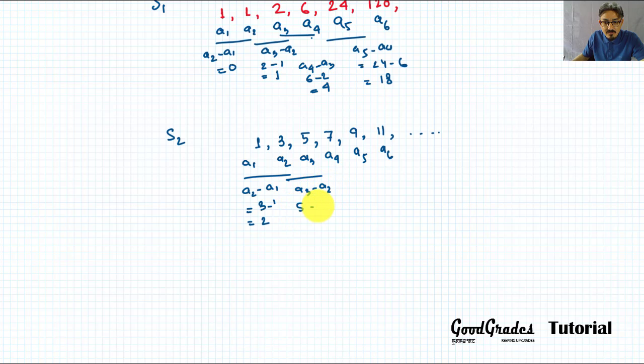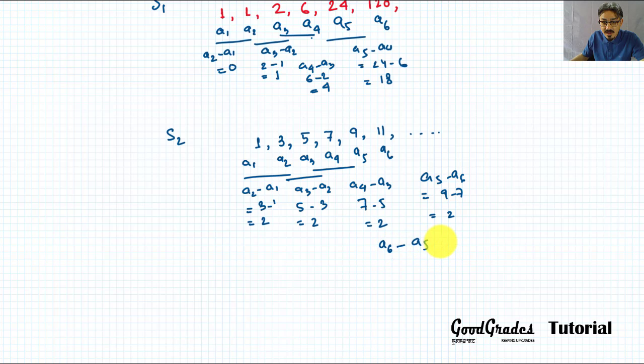a3 minus a2 is 5 minus 3 is equal to 2. a4 minus a3 is 7 minus 5 is equal to 2. a5 minus a4 is 9 minus 7 is equal to 2. Similarly, a6 minus a5 is 11 minus 9 is equal to 2.